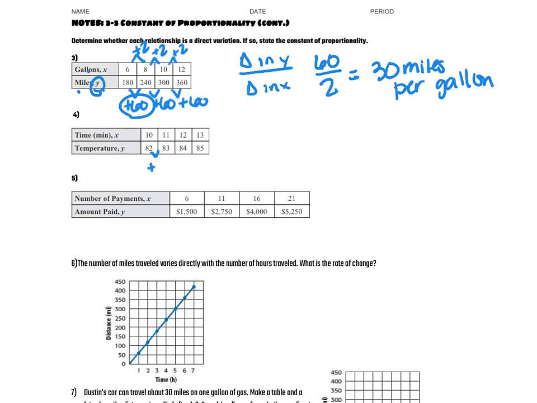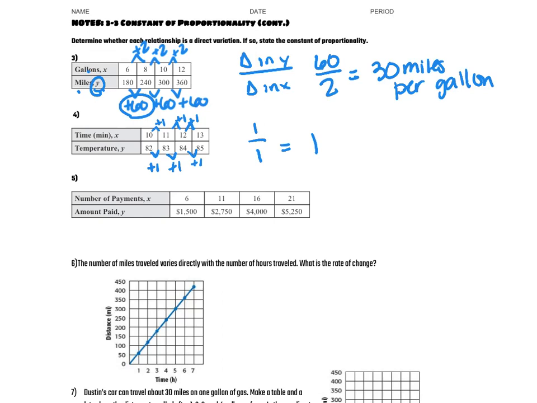You're going up 1. Adding 1, okay? Then adding 1 up here. So what's going to be your change in Y? 1. Over your change in X? 1. So it's just going to equal 1. Okay, so is it happening? It's going up a degree every minute. You hope it doesn't stay that way, because it would be hot.